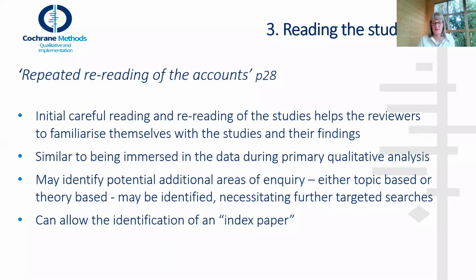and from that you may want to go and do some additional targeted searching, and it can also allow the identification of an index paper. What we mean by an index paper is that in most reviews you tend to get 1 or 2 papers that really address the nub of the question, that focus solely on the topic or the focus of your review. The other papers, I find, tend to deal with it only in part. If you're lucky, you've got a number of index papers, but you may only have 1. You may have that index paper identified before you go into a review, and you may want to look at your searches to check that it comes up. But equally, it may only emerge when you start to do this repeated rereading of the accounts.